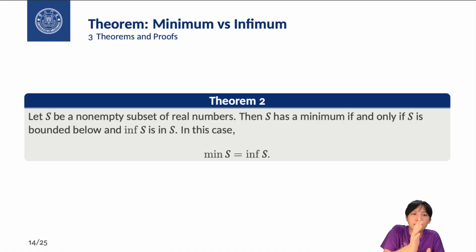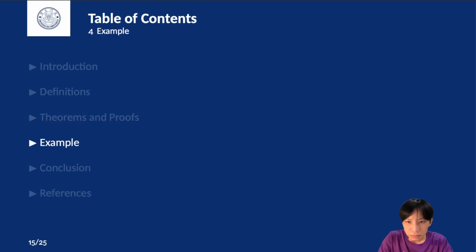This theorem states that a set has a minimum if and only if it is bounded below and the infimum is in the set. The proof is similar to the theorem we proved just now, so we will omit it. Now, let us see an example of how this theorem works.